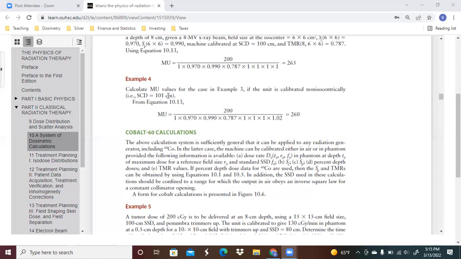This one is going to be 101 divided by 100. And when you square that, you come up with 1.02. So that's where that's coming from. You're taking this, dividing it by 100, and then you're squaring the result. That's where that's coming from. And that's where they end up with the 260.